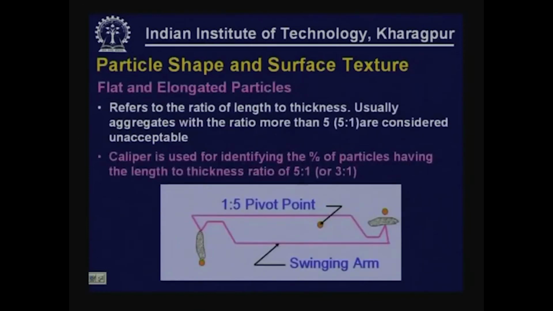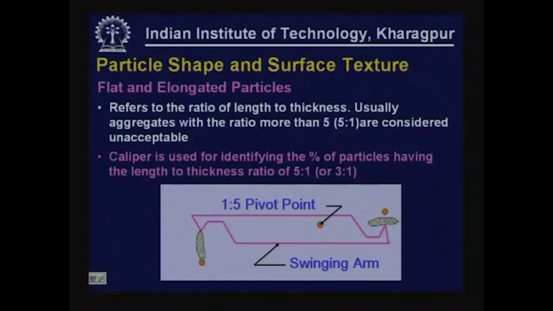There is another test that is normally used, known as the flat and elongated index. This is a combined index, which talks about the flatness of the aggregate and also the length of the aggregate. This refers to the ratio of the length to the thickness. Usually aggregates with a ratio of length to thickness more than 5 are considered to be unacceptable for bituminous pavement construction.